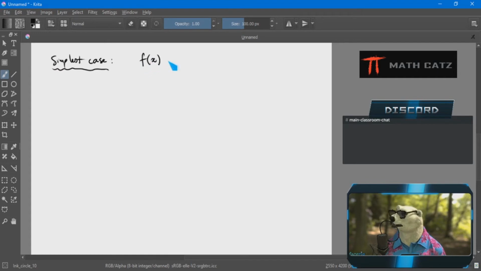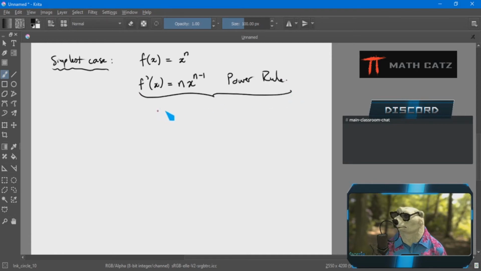If I have my function, which let's just say is x to the power of n, then we've established before that the derivative is going to be the power of x multiplied in front, that's a coefficient now, by x to the power 1 less. And we call that the power rule. Now this works, this is true for n. We started with x squared, x cubed, and so on. So it definitely worked for positive integers.